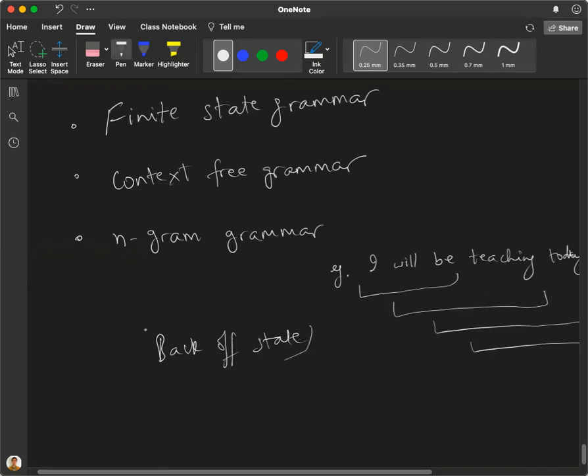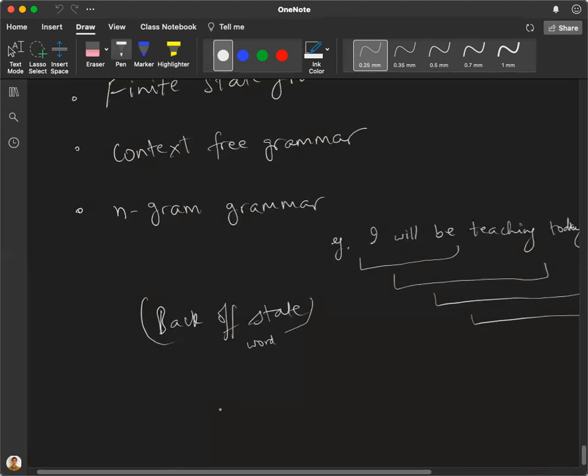Anyways, that is just some details. When you see this word, don't get frightened. This is just a back off state or back off word. It is just a dummy, a kind of umbrella word which is used to model all unseen words or unseen states. Okay, so with that much, let us proceed.